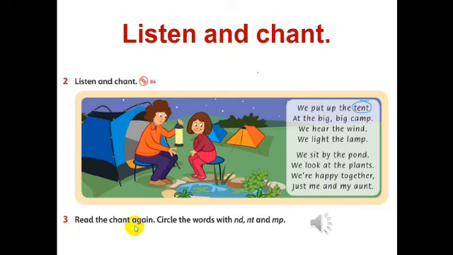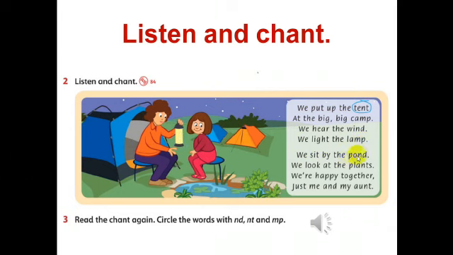Exercise number 3, read the chant again. Circle the words with and imp. Okay? Let's read the chant again. We put up the tent, and. Okay? At the big camp. Look at camp, imp. Please circle camp. We hear the wind. What's the meaning of wind? Circle wind. End. Okay? We light the lamp. Lamp. Circle lamp, please.